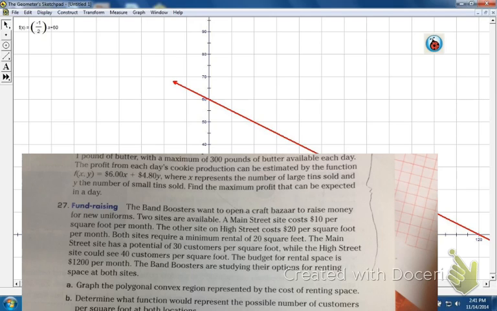And of course, we want to do the polygonal convex region. We want to get that region. We want to look for maximums and minimums to see what we can come up with.